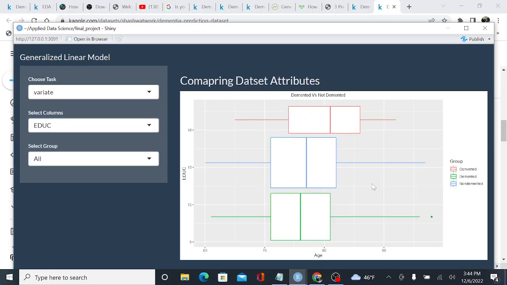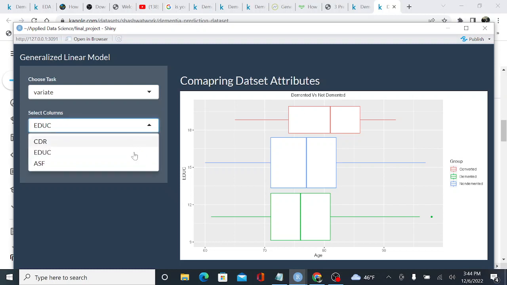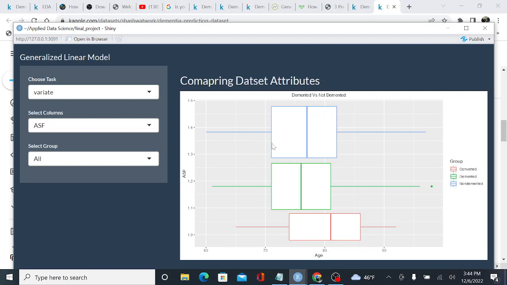And the education level, if your education level is low, let's say below 13, then you can well be demented. There's a correlation between education and dementia too. And there's ASF. If the ASF level is too low, below 1.3, then you have a chance of contracting dementia.